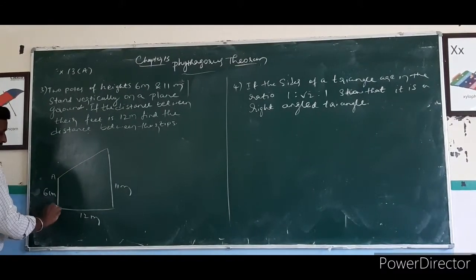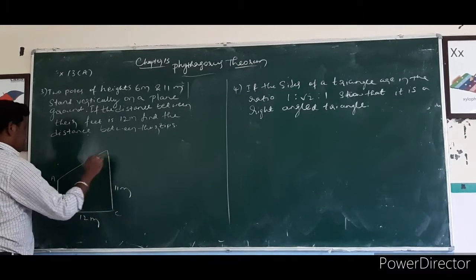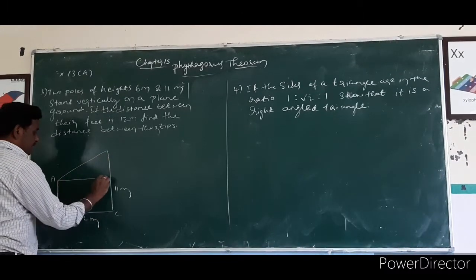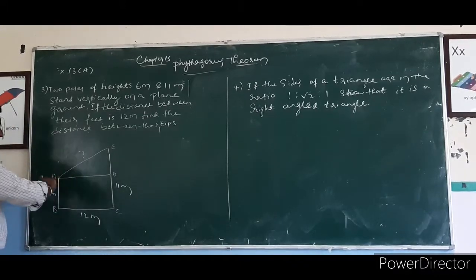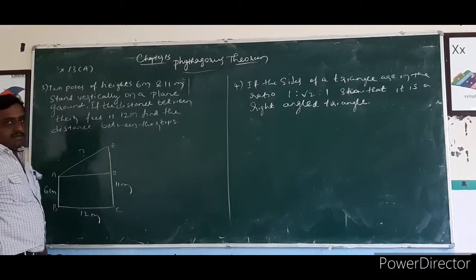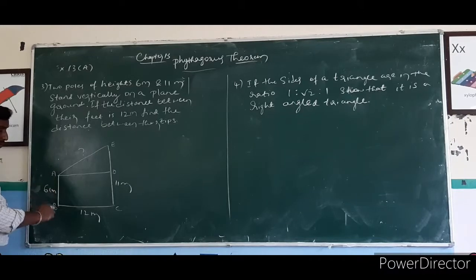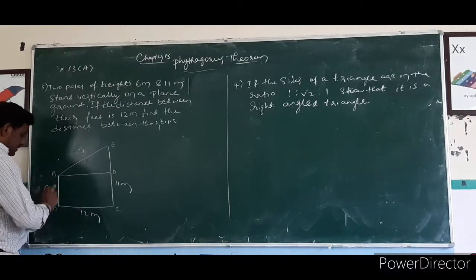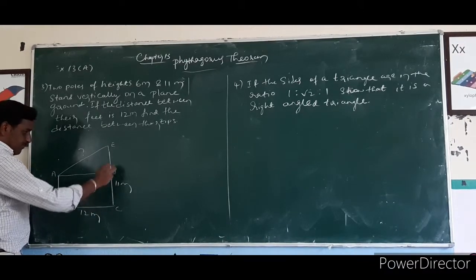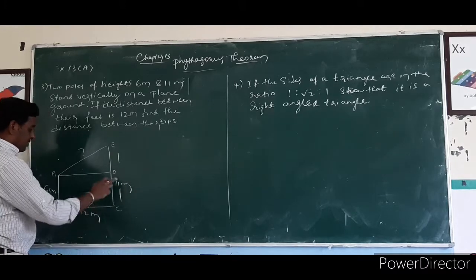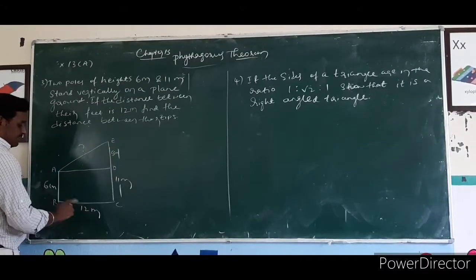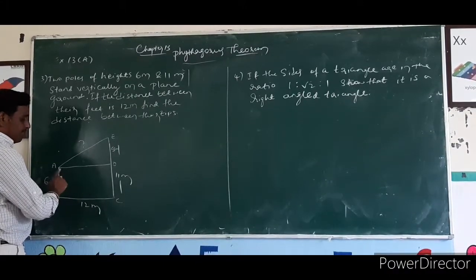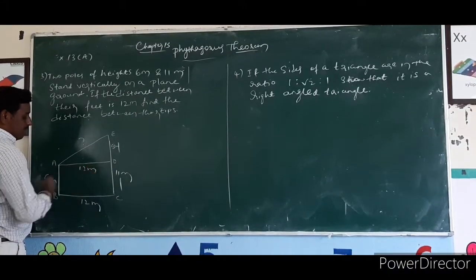If I consider A, B, C, you can draw a line here, D, E. We have to find out the distance between the two tips, means the distance AE. So we know that if this pole is 6, the full length is 11. In 11, 6 goes, so what is the distance here? 5. If the distance is 12, from here to here also 12.